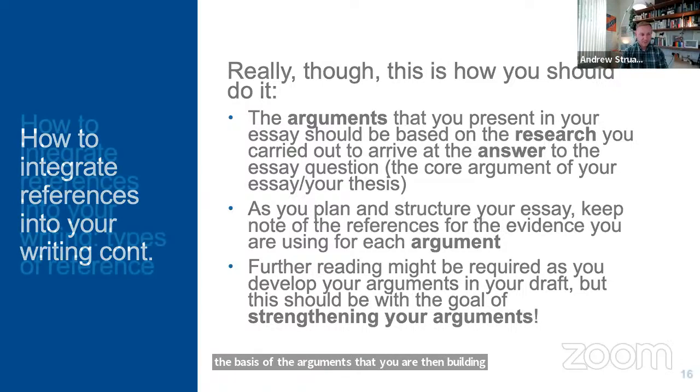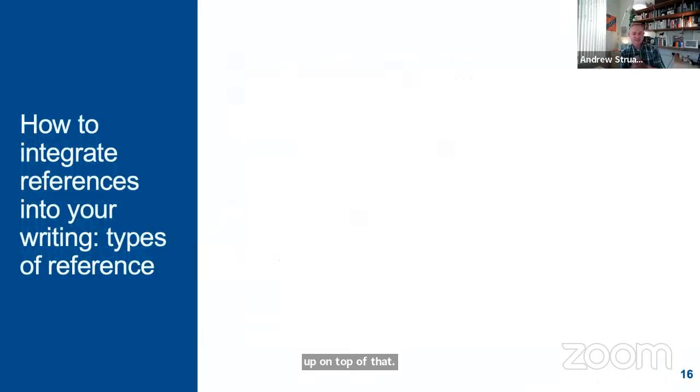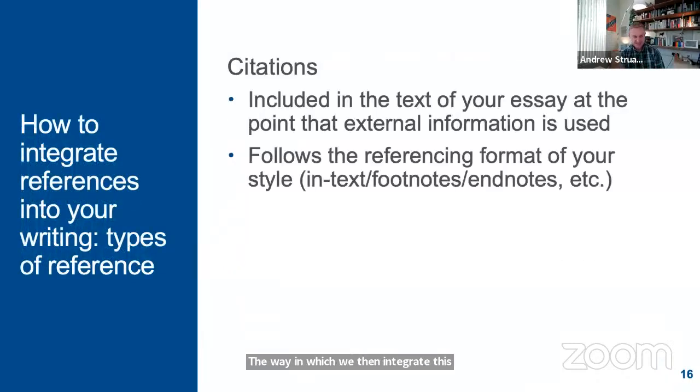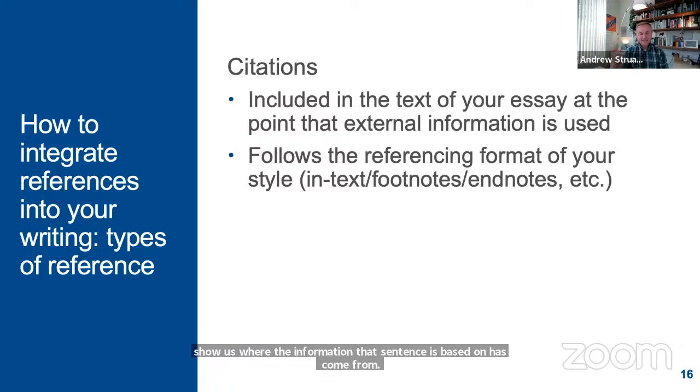Okay. The way in which we then integrate this is through citations, references, as I've been mentioning. Citations or references are the parts inside the text, so in the text of the essay, the report, the dissertation, that point to where that external information is being used. So you have a sentence. At the end of the sentence, you show us where the information that that sentence is based on has come from. Okay. There are many different ways and styles and formats to do this.